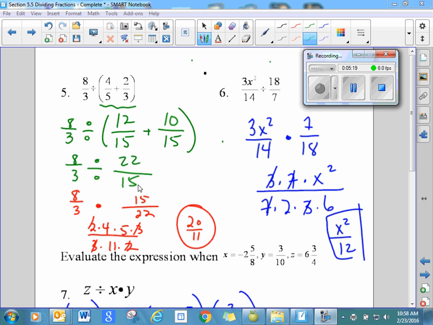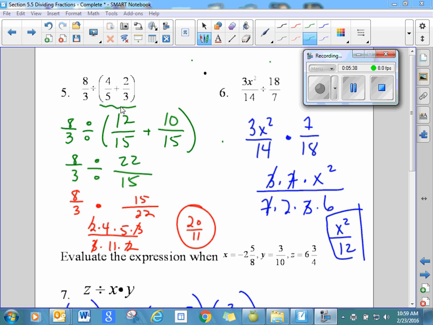Number 5, I've added a 2 operation problem here. Because we have the grouping symbol, we are going to do the 4 over 5 plus 2 over 3 first. That's the PEMDAS part of this. 5 and 3, I need a common denominator. Off the top of your head, you might see that it's 15.